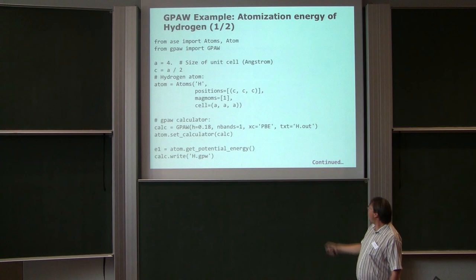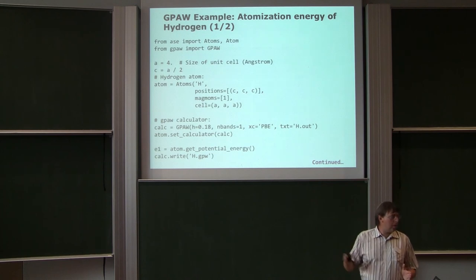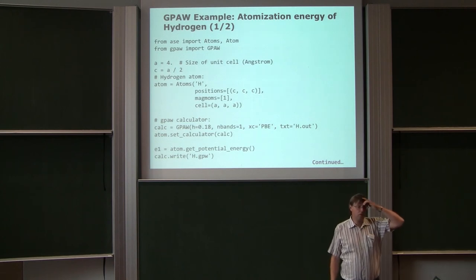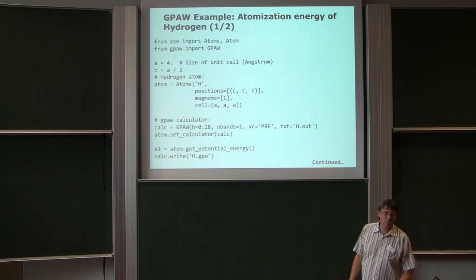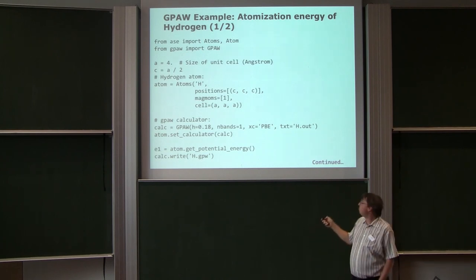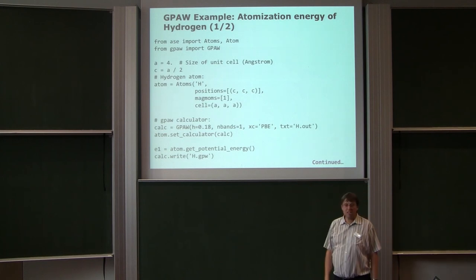Then we put up a GPAW calculator here, and the arguments are that I tell it to use the grid mode. The grid spacing is slightly smaller than the default value, 0.18 angstrom. I tell it it's enough to use one band, which is minimal maybe, but there's only one electron, so it should be okay. To use the PBE exchange correlation potential, and write its logging to a file called h.out. I attach it to the atoms, and then I ask for the potential energy.